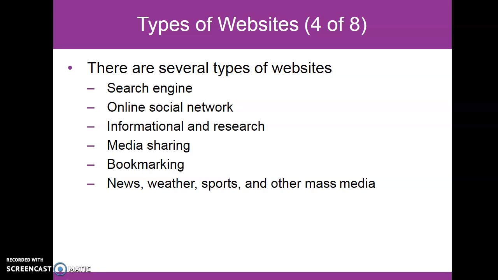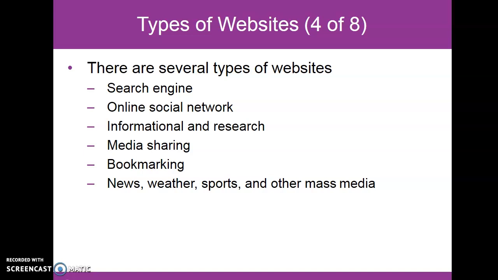Instagram. Then we have bookmarking. A bookmarking site is a website that enables members to organize, tag, and share links to media and other online content. A tag is a short descriptive label that you assign to web pages, photos, videos, blog posts, email messages, social media messages, and other digital content. For example, Pinterest. Then we have news, weather, sport, and other mass media websites.